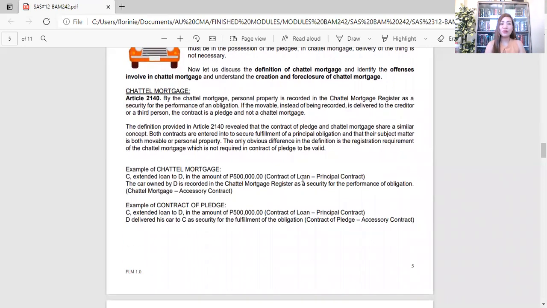So, Article 2140: By the chattel mortgage, personal property is recorded in the Chattel Mortgage Register as a security for the performance of an obligation. If the movable, instead of being recorded, is delivered to the creditor or a third person, the contract is a pledge and not a chattel mortgage. Okay, so example of chattel mortgage. Ayan, ito. Sinabi ko naman na talaga sa inyo, itong example lang.